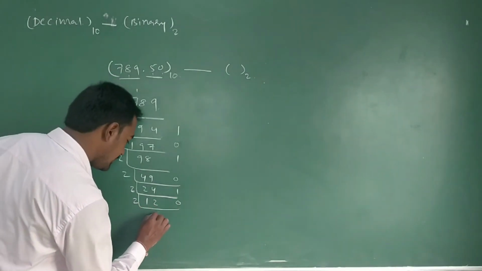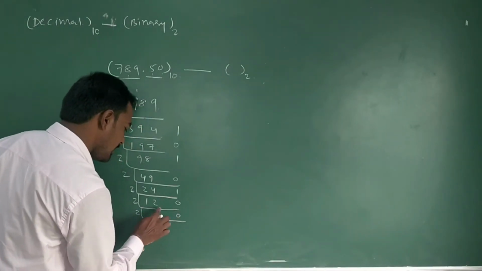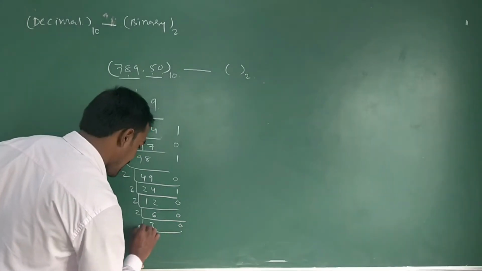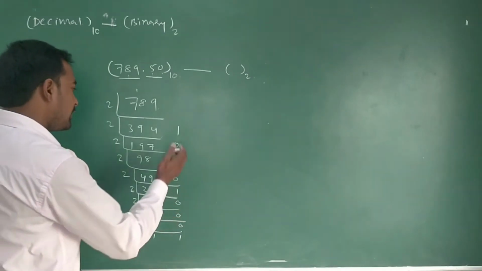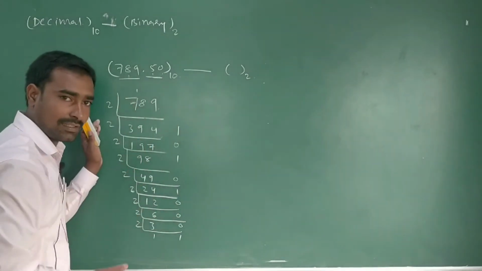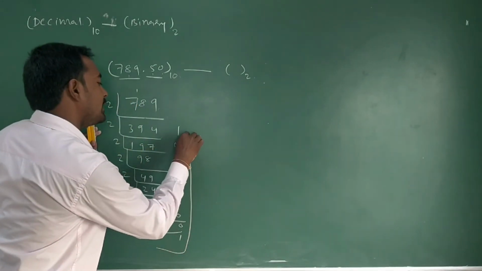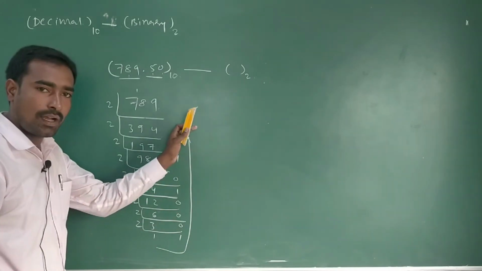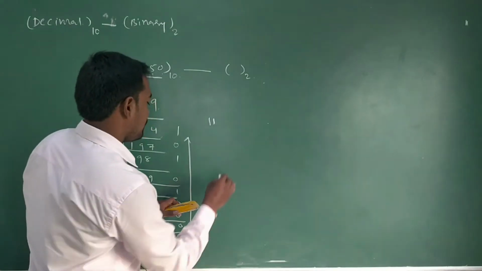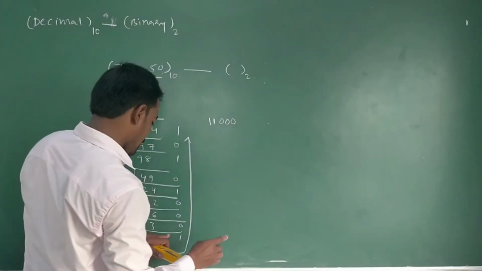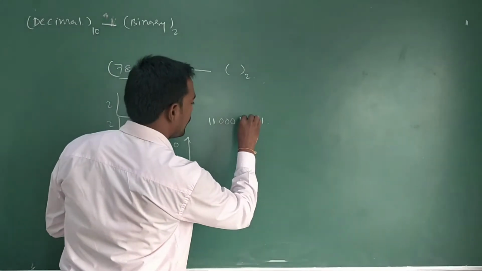Then you will get 2 6s are 12, and the remainder is 1, and 2 3s are 6, and the remainder is 0, and finally 2 1s are 2, and the remainder is 1. After completing this division, we have to take the binary digits from down to up, then we will get 1 1 0 0 0 1 0 1 0 1.